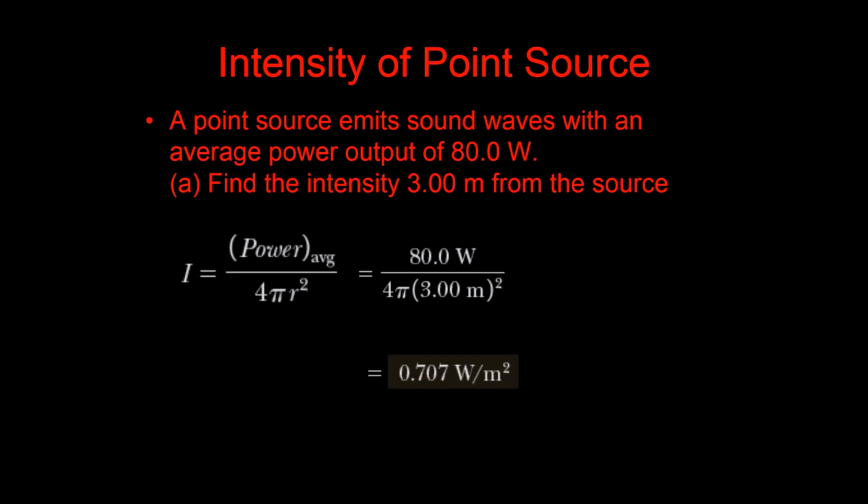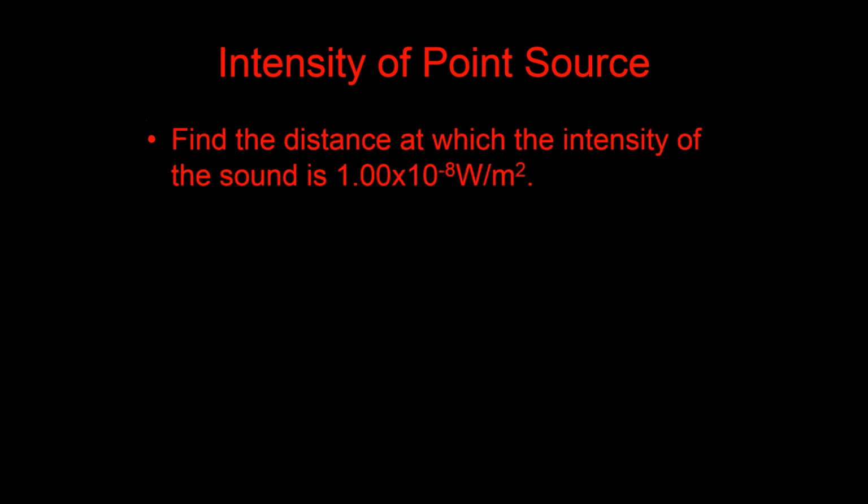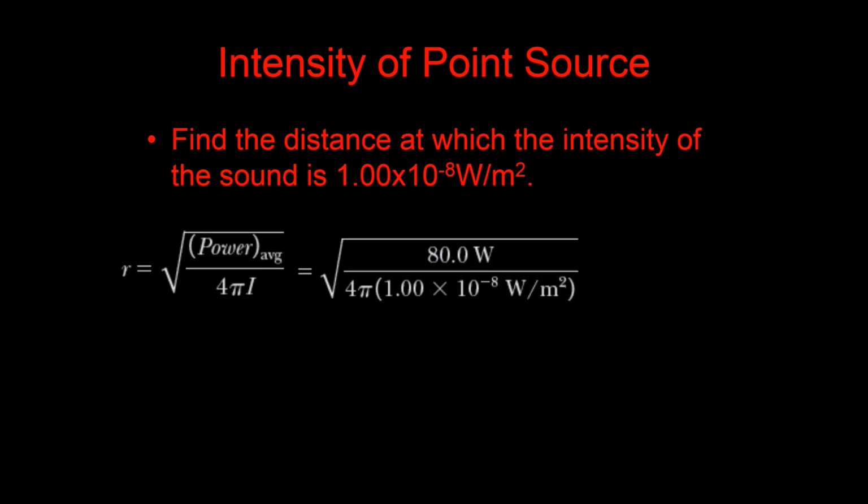Now, quite often you'd like to find out what the intensity is at a specific location. So let's find the distance at which the intensity of the sound is about 1 times 10 to the minus 8 watts per square meter. If we rearrange, our distance is going to be power divided by 4 pi times the intensity. Substituting in, we have 80 watts over 4 pi times I, which is 1 times 10 to the minus 8, which will give us 2.5 times 10 to the 4 meters.